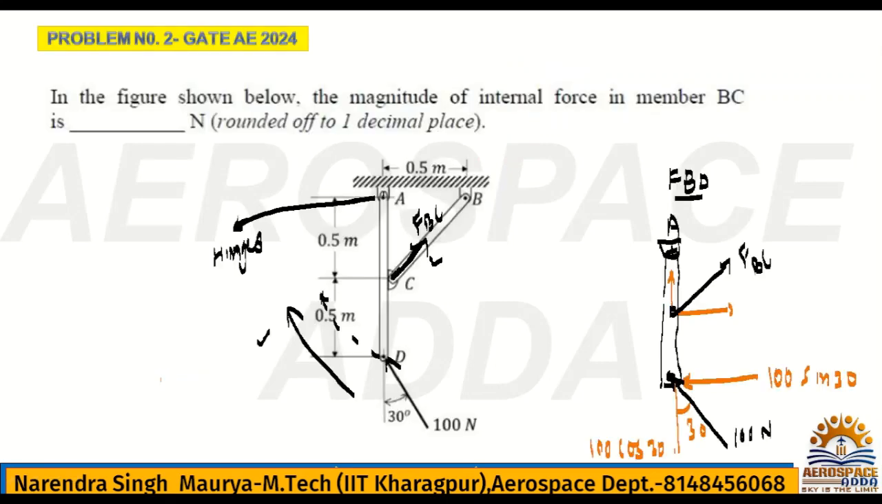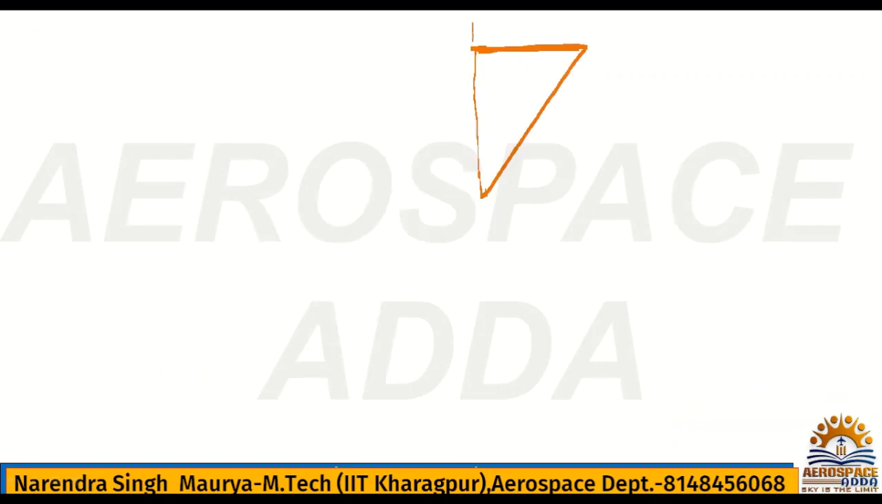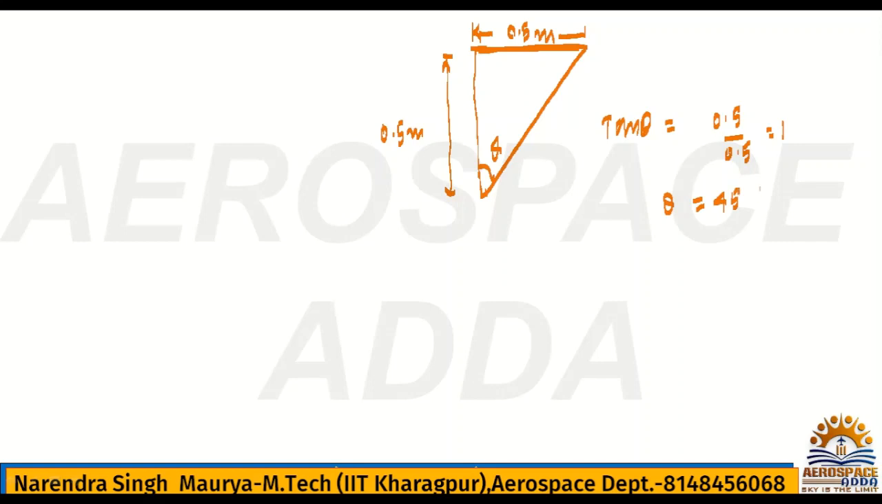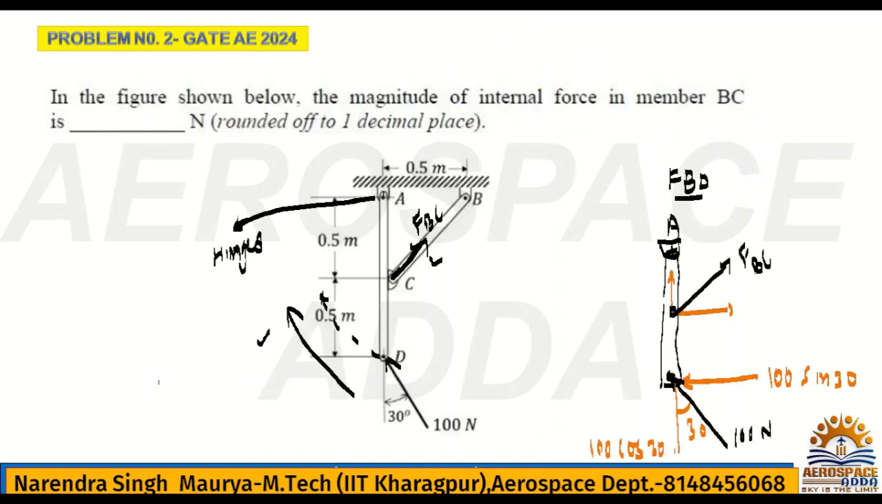Check this. So this is nothing but, we'll go step by step so it will be more clear to you, okay. And now this is nothing but 0.5. Now if you calculate this angle theta, tan theta is equal to 0.5 by 0.5, so what is theta? It's 45 degrees, right? Now if you check in this previous case, if this angle is 45, then this is also 45.